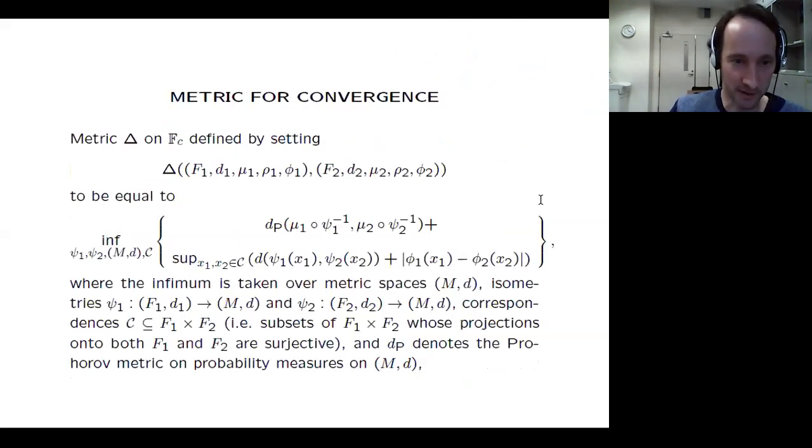Okay, and if you cared about the metric, here's the metric. I have it in the slides, but maybe again for the time I have left, it's not so interesting to explain. It's a natural notion of convergence of metric spaces.